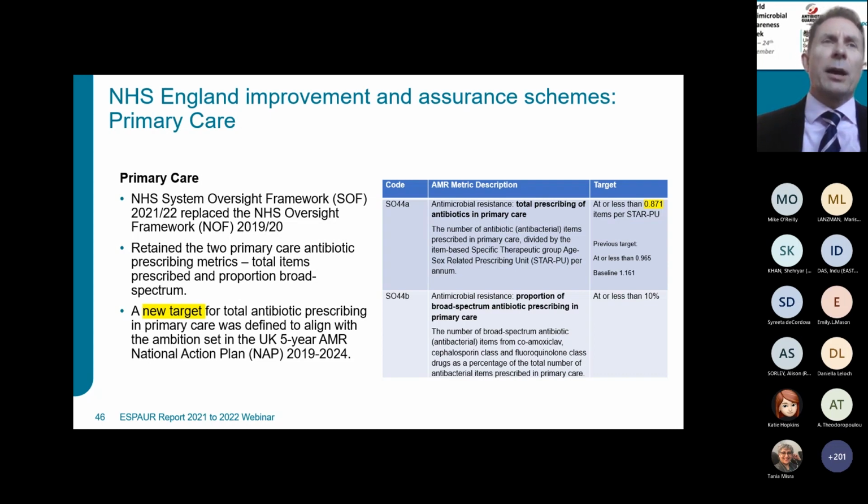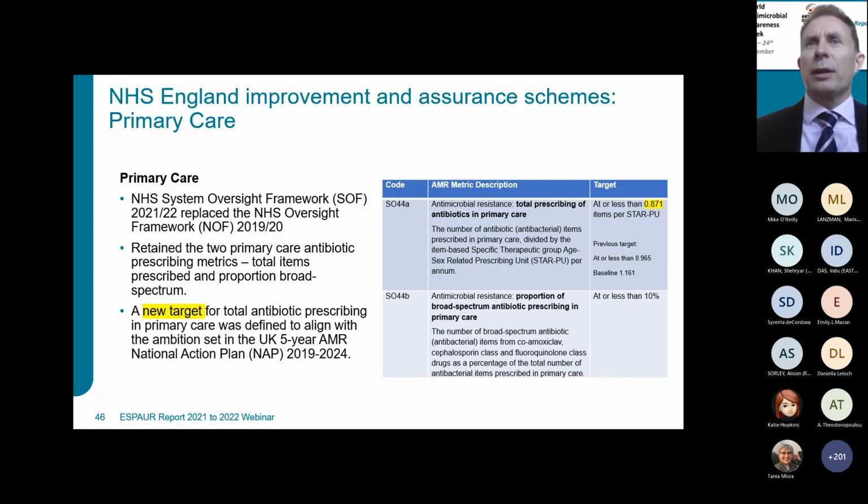What did change for the year 21-22 was to redefine the target for total antibiotic prescribing, and it's highlighted in yellow there. So looking across to the table, the first target being SO44A was total prescribing, and the target was aligned to the National Action Plan goal by setting it at or less than 0.871 prescription items per STAR-PU, which is per patient adjusted for age and sex.